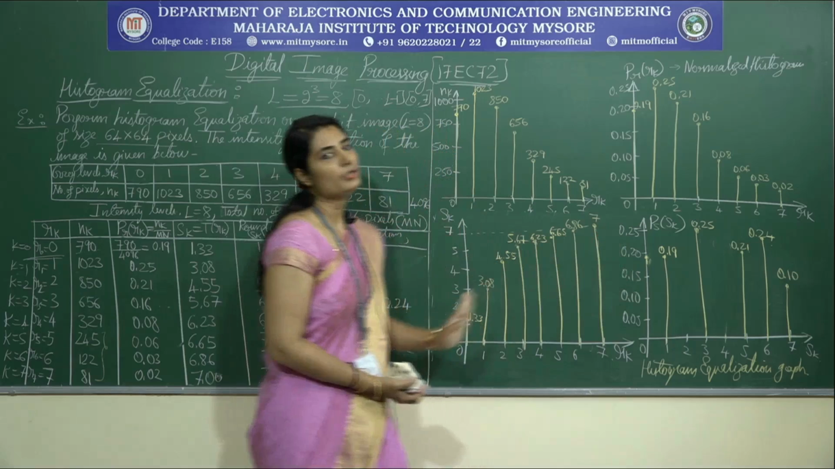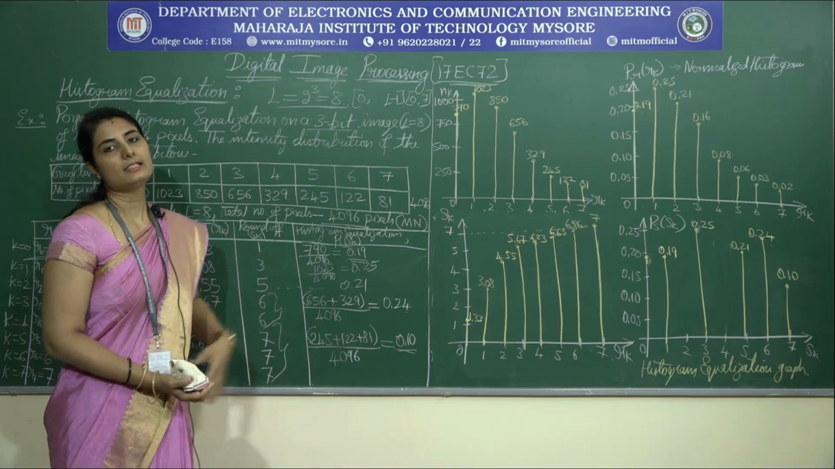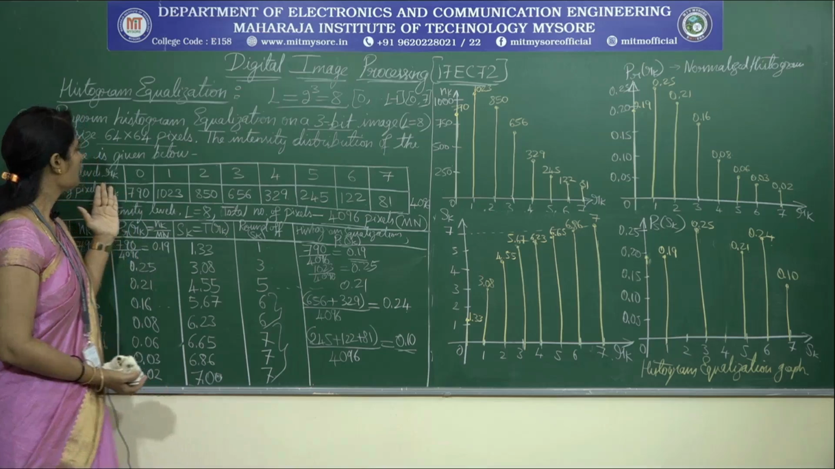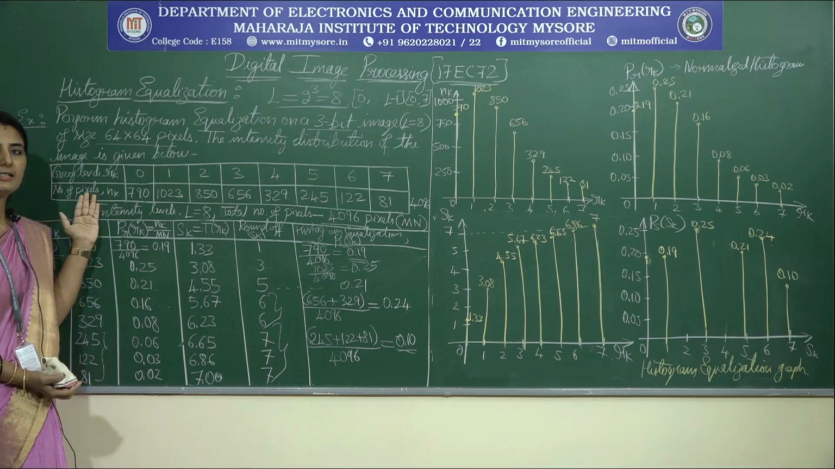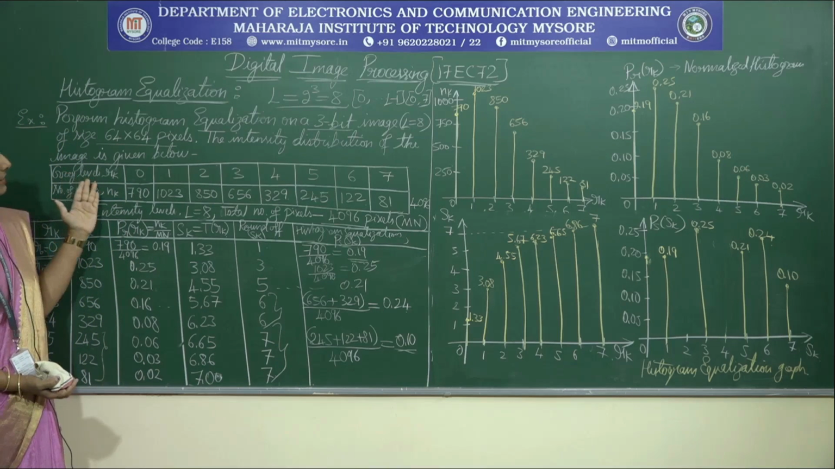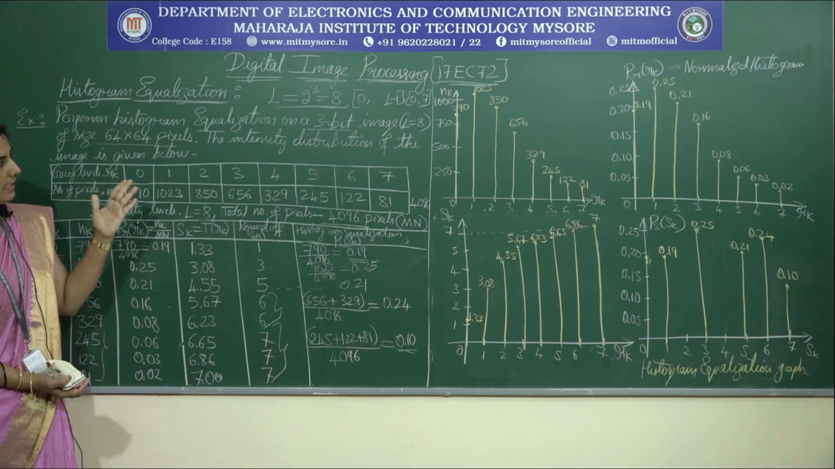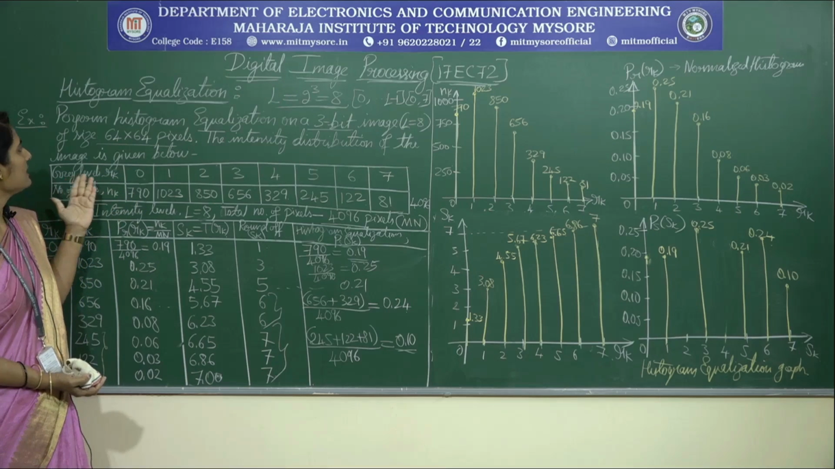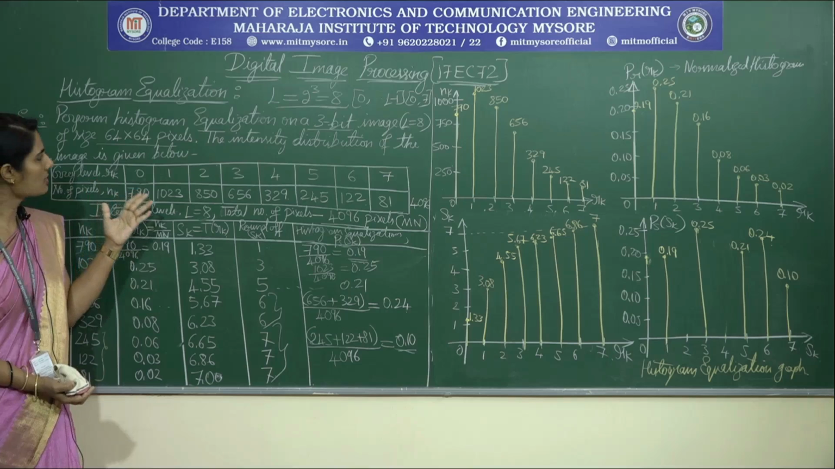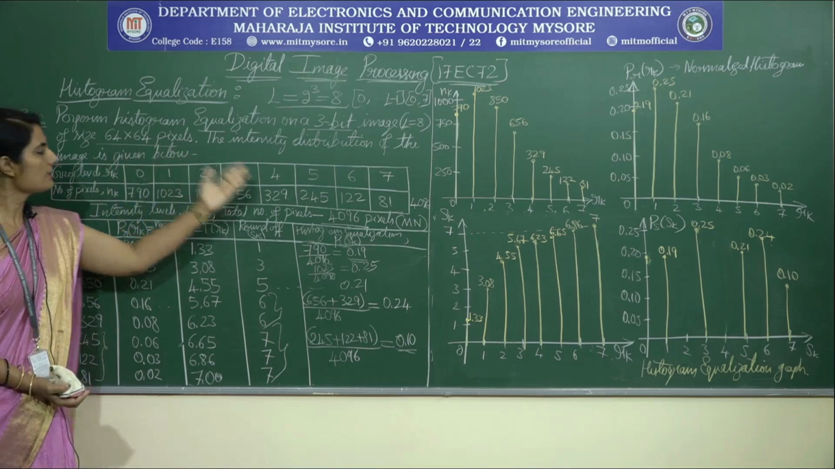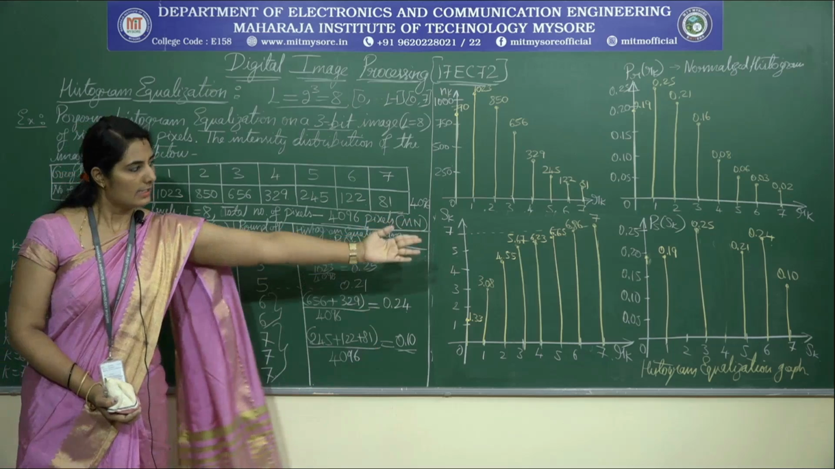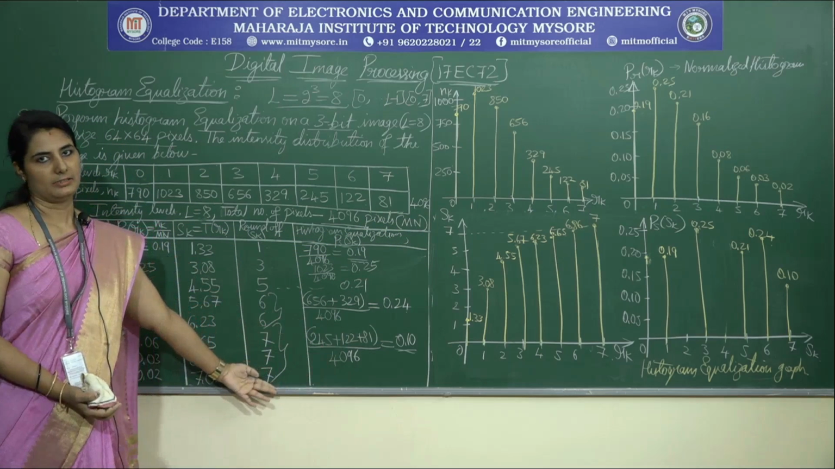So this is how you need to find the histogram equalization for the given image. This is one example which we have considered. For this particular image having 3 bits, that is 8 intensity levels, and a size of 64 cross 64 pixels, the histogram equalization is calculated in this manner.